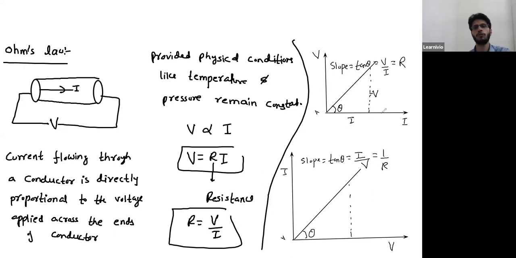So remember, if you have a V versus I graph in this way, then V by I is R. The slope is R. But if you have an I versus V graph, then the slope will be 1 by R. So just note it down, Ohm's law.